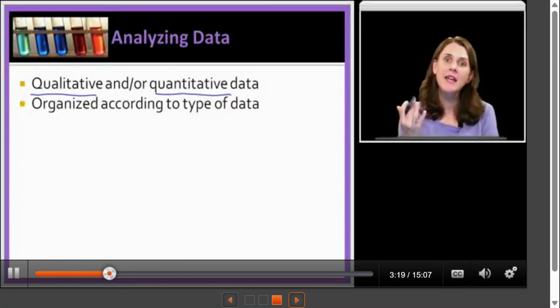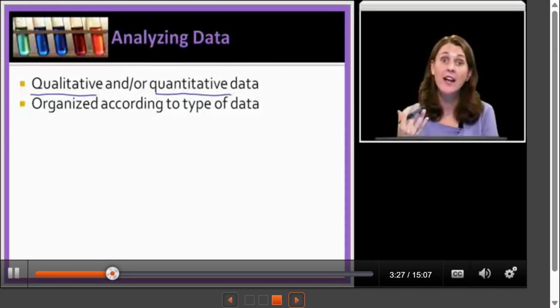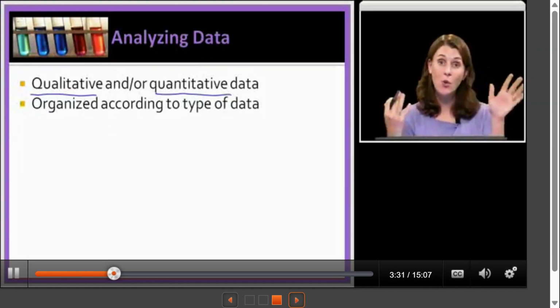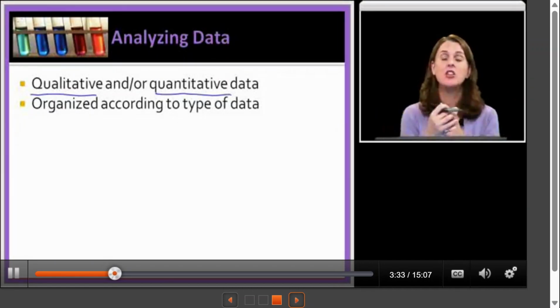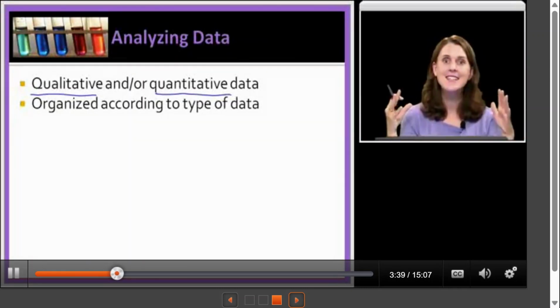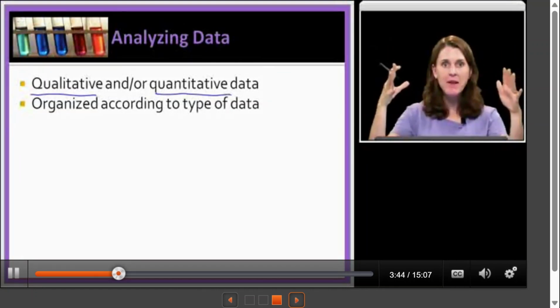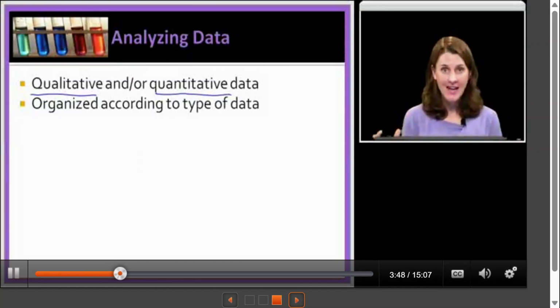Now, as you're making or recording these observations or pieces of data, you want to do that in an organized format. So you're going to organize it according to the type of data. You could organize it according to quantitative or qualitative. You could also organize your data in terms of the variables, independent and dependent variable. The whole idea here is organizing it so that if somebody else were to take a look, it would make sense to them why it's organized the way it is, and it would help them to analyze the data.